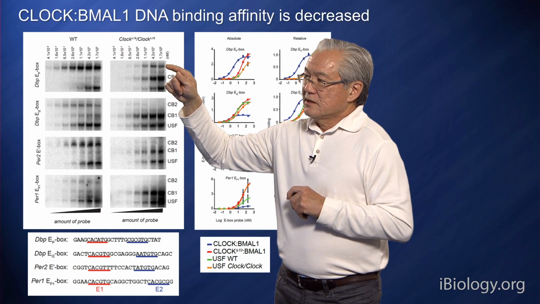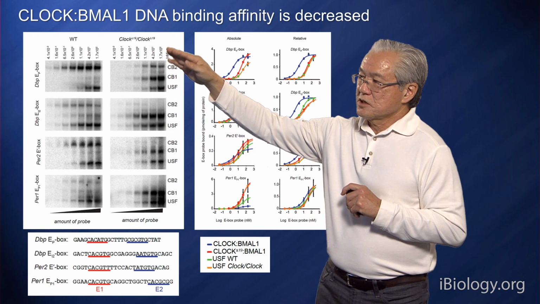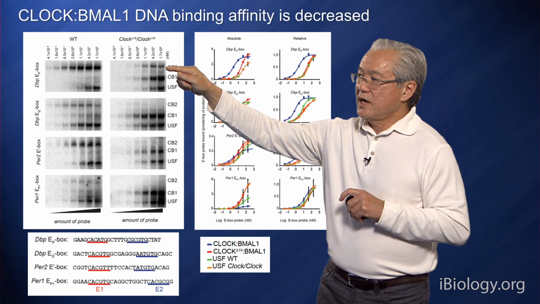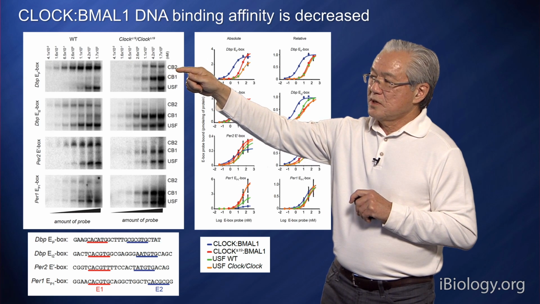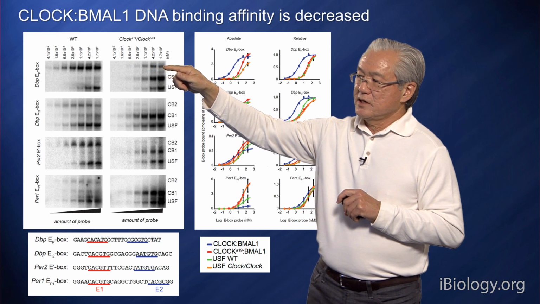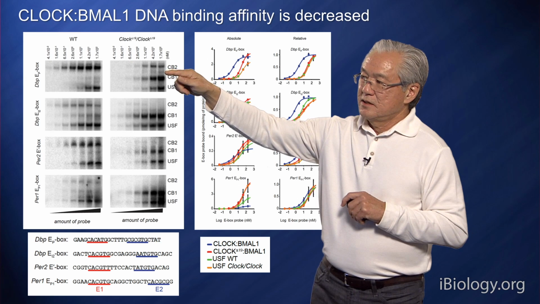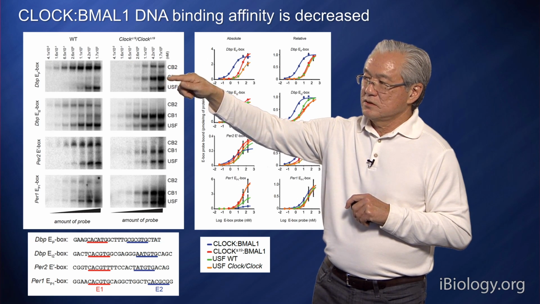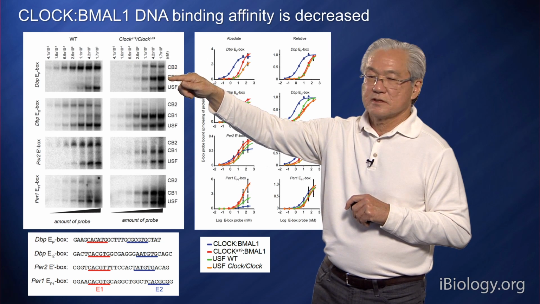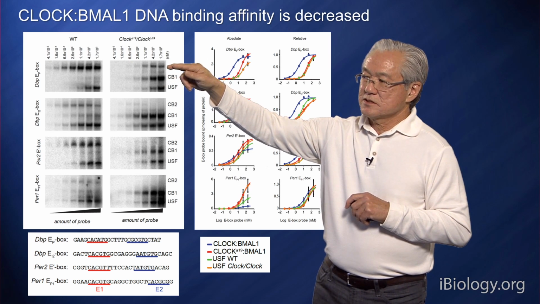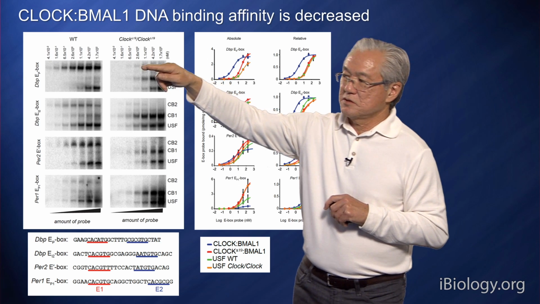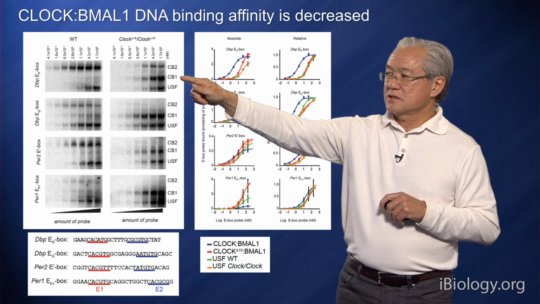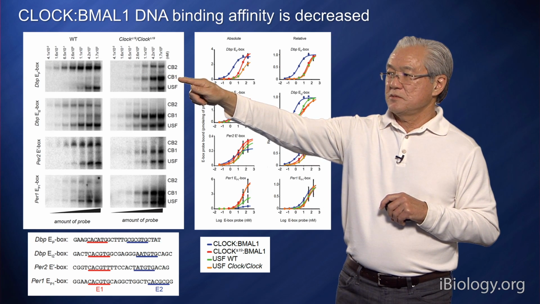And interestingly, in the clock mutant, which is shown on the right-hand side here, the binding changes. So not only does the affinity of binding change, which I'll show you in a minute, but the nature of the binding, whether it binds as a single complex, CB1, or a double complex, also changes. So the wild-type protein binds as a double complex, CB2, shown here. The mutant protein tends to bind more as a single complex, shown here, CB1.